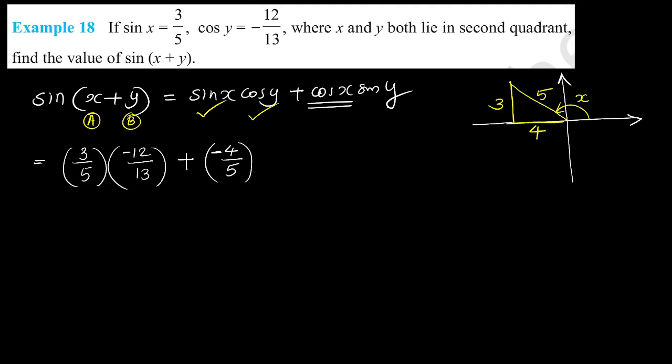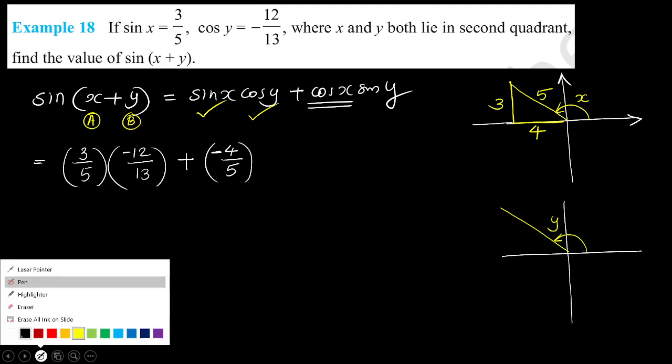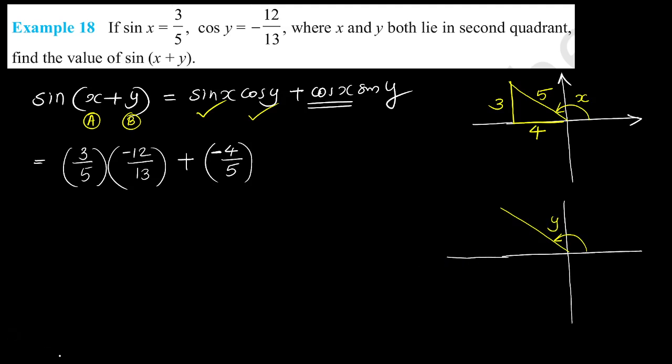Next, I want sin y. Cos y is available. Let me draw another right angle triangle. Cos y is given. Y lies in the second quadrant. Y also lies in the second quadrant. Let me draw a right angle triangle.